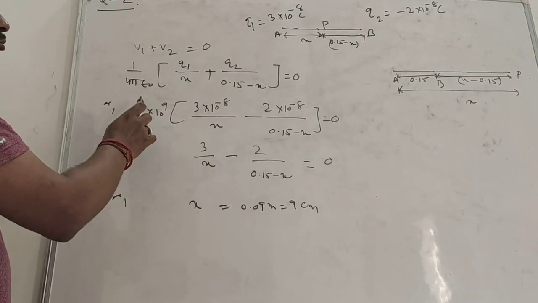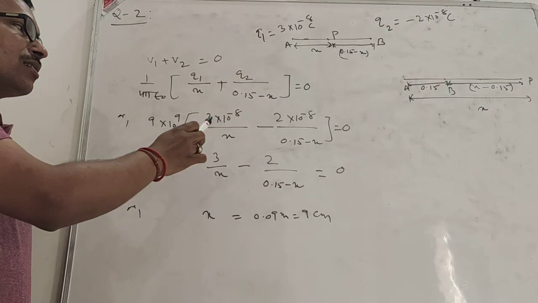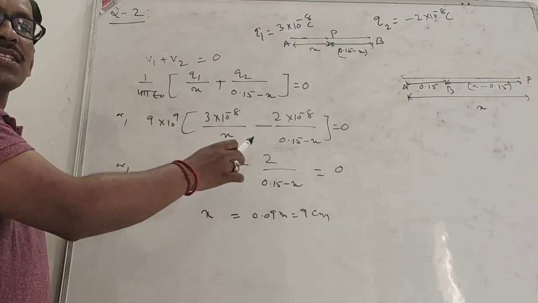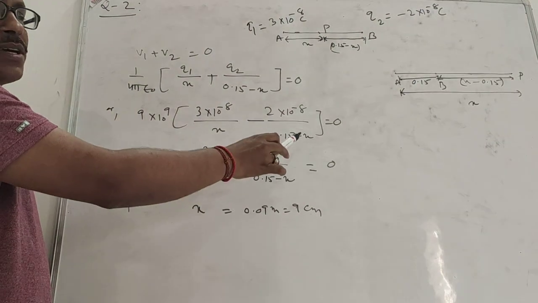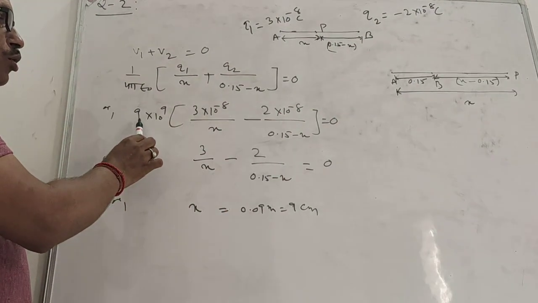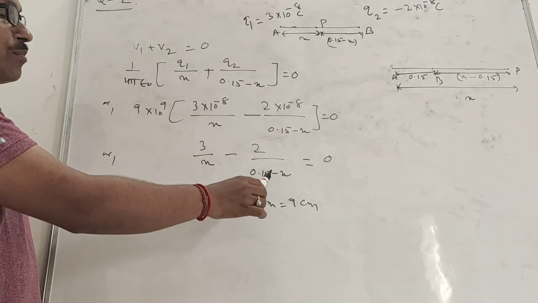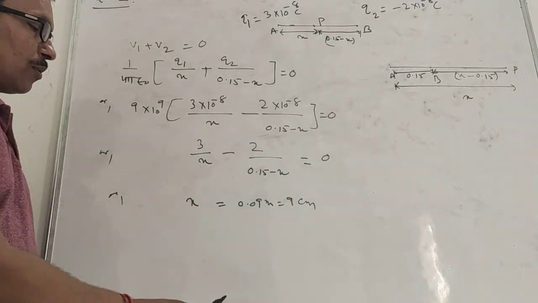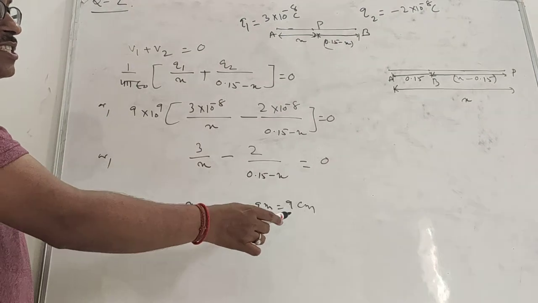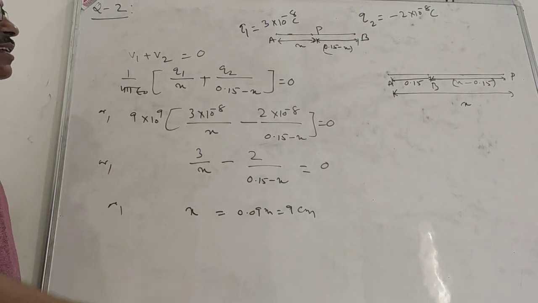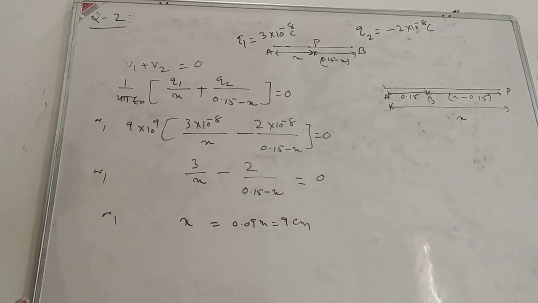So now let us put the values. 1 by 4 pi epsilon naught, 9 into 10 to the power 9. This is 3 into 10 to the minus 8 divided by x minus, this charge is negative, so 2 into 10 to the minus 8 by 0.15 minus x, that is equal to 0. So these are constants, this will be cancelled out, so that 3 by x minus 2 by 0.15 minus x, that is equal to 0. So after solving, you will get x equal to 0.09 meter, that is 9 centimeter. So at a point at a distance of 9 centimeter from the charge Q1, the net potential is 0.